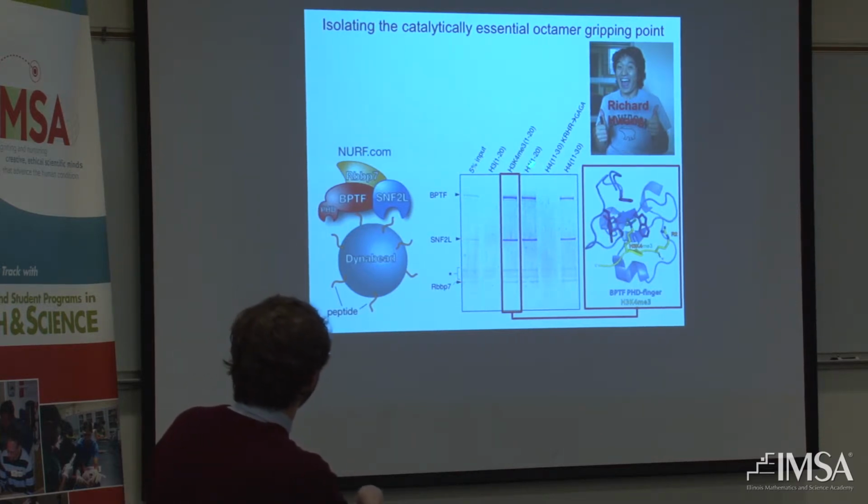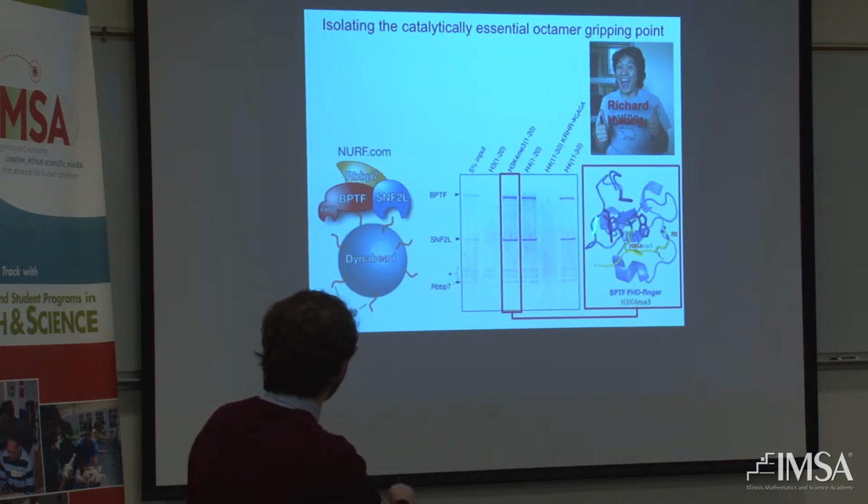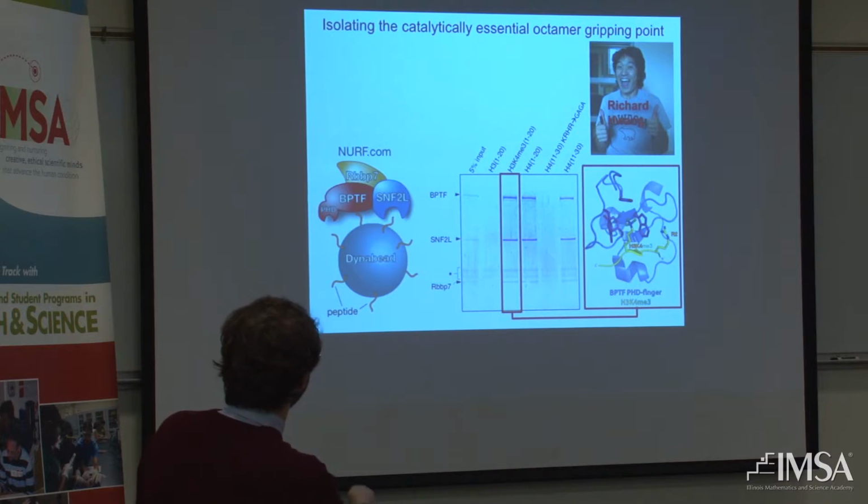And then we looked at a series of H4 peptides. So this H4 1 through 20 seems to also stably bind NURF somehow. And this H4 11 through 30 also seems to stably bind NURF, in the sense that we pull it down in the presence of this peptide.